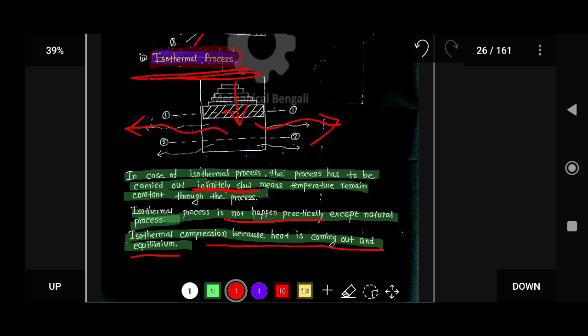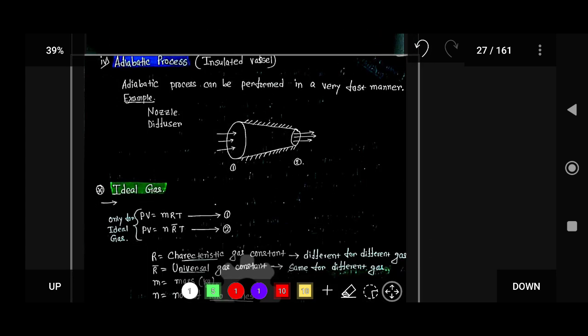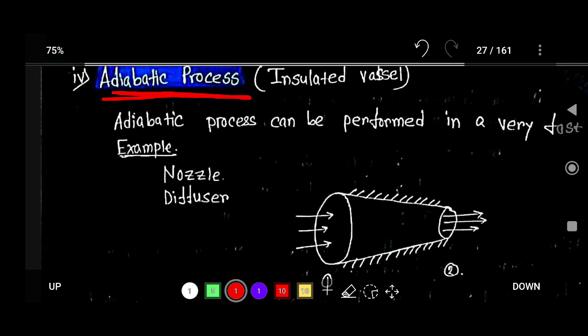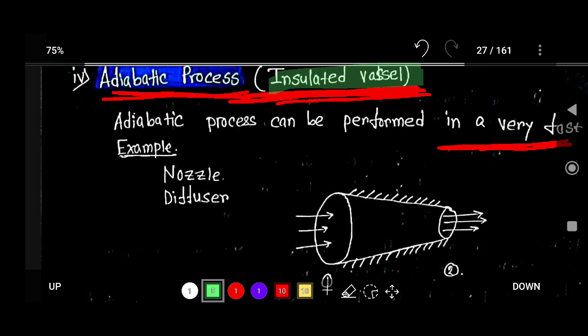Now the next process is the adiabatic process. Adiabatic process means if in any question an insulated vessel is given, or adiabatic is mentioned, or it is a very fast process, then consider it an adiabatic process. If insulated is given, then consider it an adiabatic process.